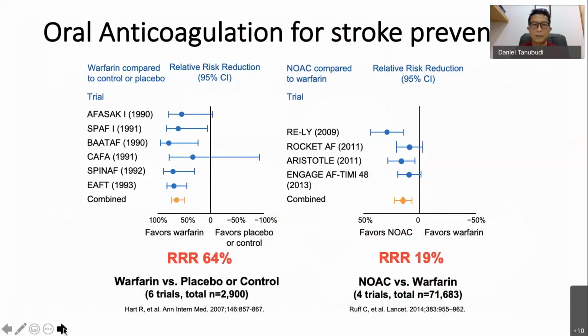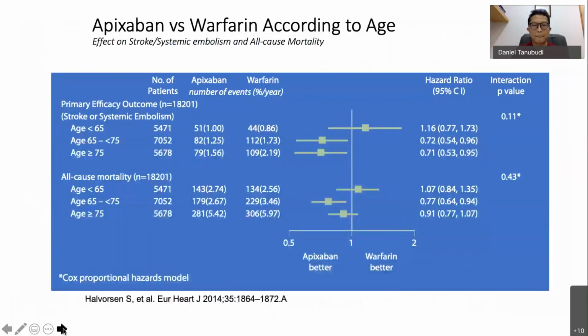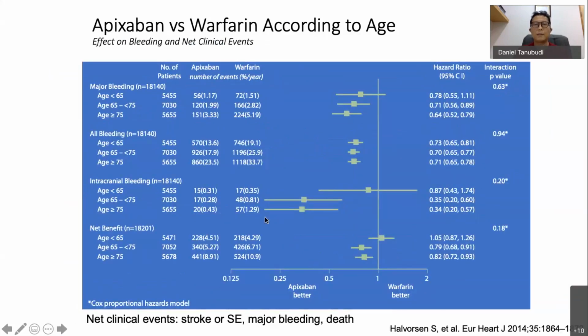Okay, I just want to show you again the same slide as Professor Lopez: NOAC compared to warfarin, and NOAC is very efficacious in preventing stroke, especially ischemic. And for aging, as we see in the slide, at age above 65 the benefit of giving apixaban compared to warfarin is very good. And also, as you see again, intracranial bleeding is reduced in patients on apixaban.